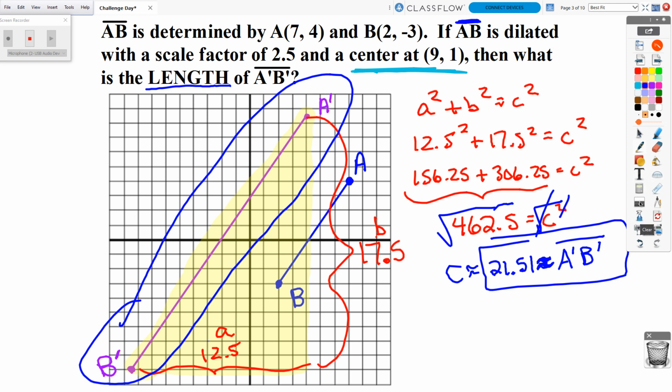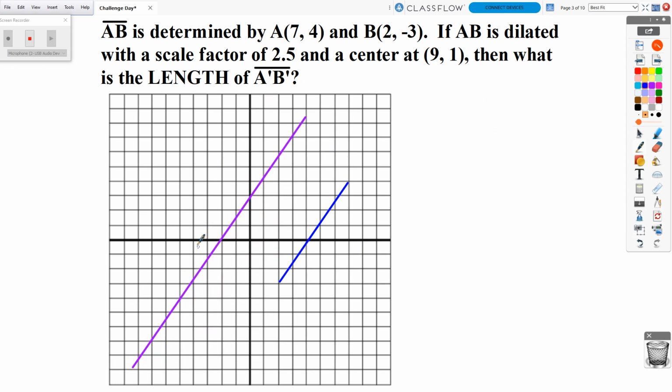So, let me clear all this out here, and I'll leave this up here. I'll leave A prime B prime sitting right here, and then we still got our AB. So here's what I want to take a look at right now. Let's look at the original.